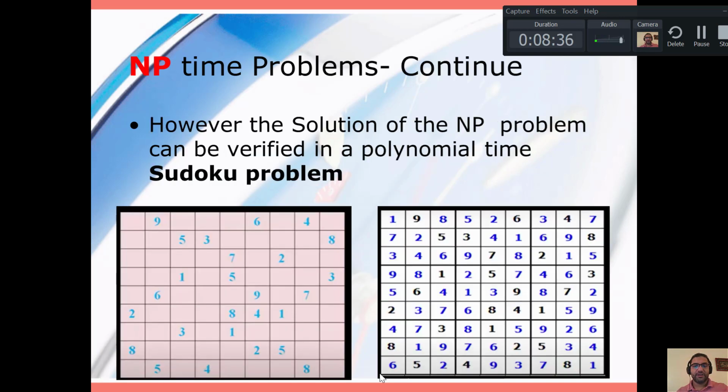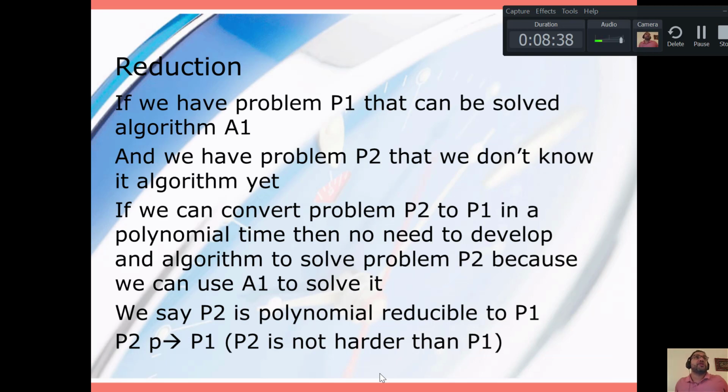Okay, so we'll go back to non-deterministic and then we will talk about reduction. So basically, if I have problem B1, and I know the solution for problem B1, which is algorithm A1, and I have another problem B2, but I don't know yet a solution for B2. So people were saying, if I can convert B2 to make it similar to B1, then I can use the A1 algorithm, which is the solution for B1, to solve B2.